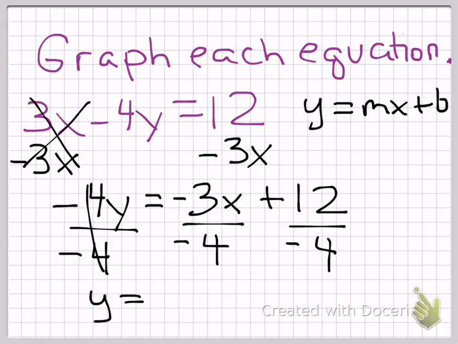Now I just need to simplify, so if I have a negative over a negative, it's going to be a positive 3/4 x, and then 12 divided by negative 4 is going to be negative 3, so I'm going to write it as minus 3. So this would be my equation that I need to graph. And I cannot graph it until I put it into slope-intercept form.